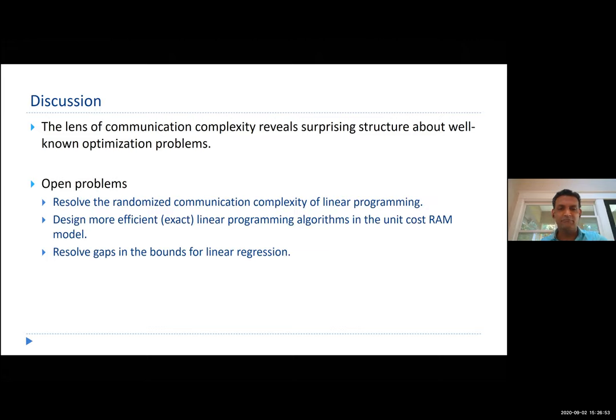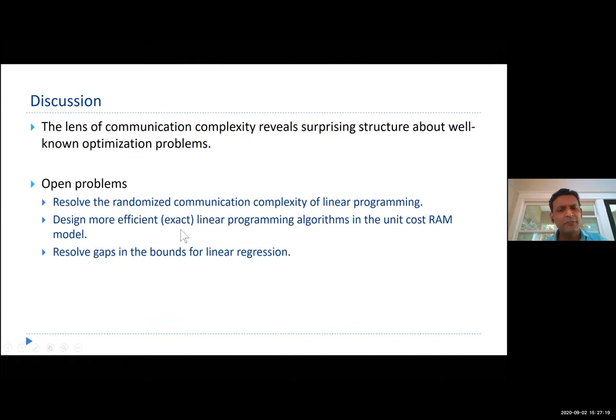And here are some questions that I'd love to understand better. The first is the randomized communication complexity of linear programming. If the upper bound can be improved, that suggests that there are some really interesting new algorithms to be found. And if the lower bound can be improved, then likely we'll need something stronger than the usual equality of bit strings. But I don't know where the answer is.